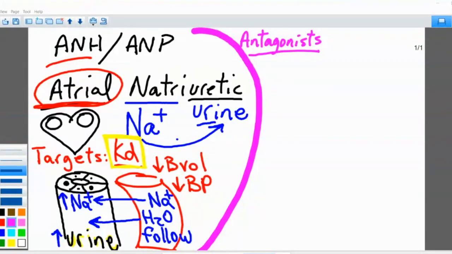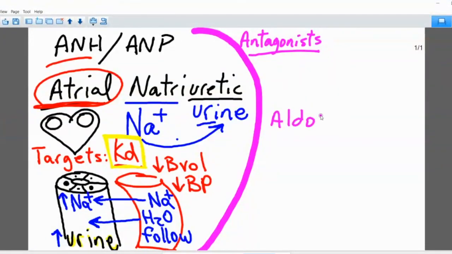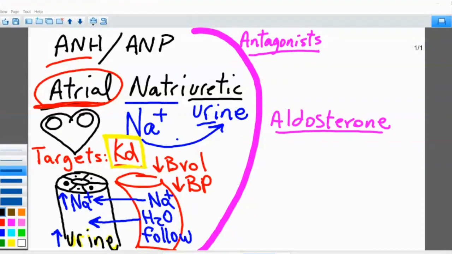So here's what I would like when you memorize. This is the part to memorize. The antagonist, the perfect antagonist to ANH is aldosterone. It is the exact perfect antagonist to atrial natriuretic hormone because it does exactly the opposite. So you guys tell me based on how I just spoke with you.